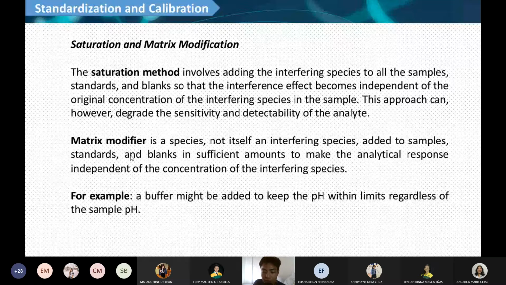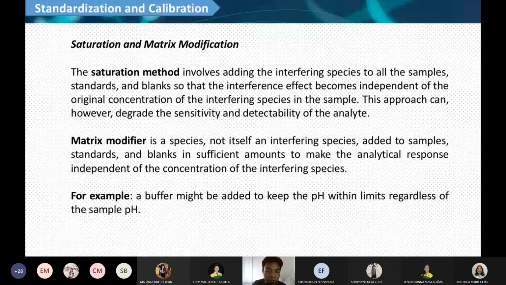The other method is the matrix modifier. So this is in contrast with the saturation method. Why? In saturation method, you add interferences so that they will be amplified. Later on, you can remove them from the data. For matrix modifiers naman, what we're doing here is that we mask our interferences.